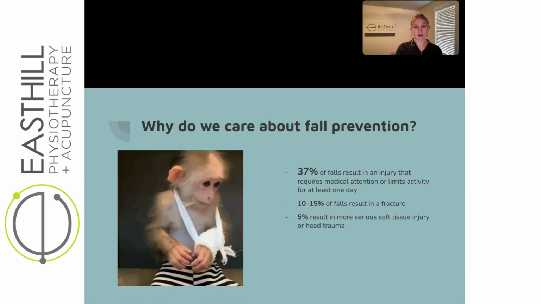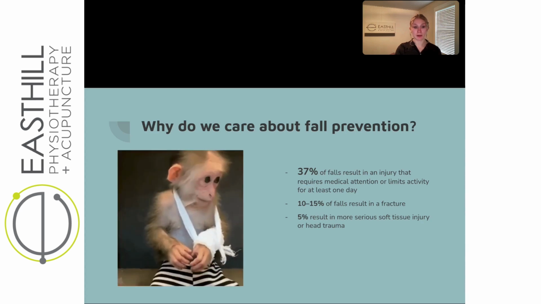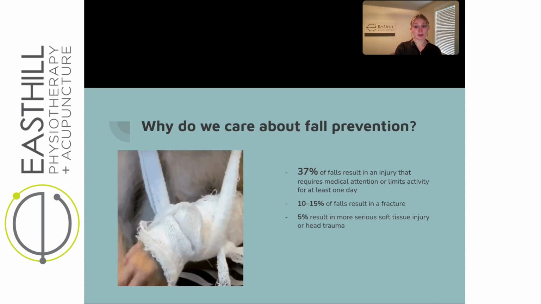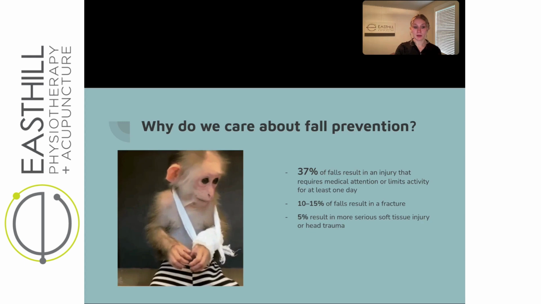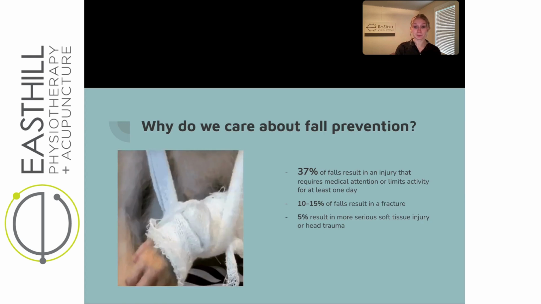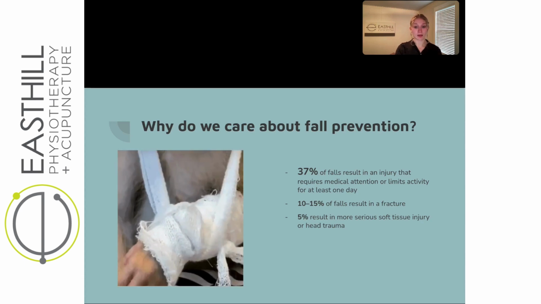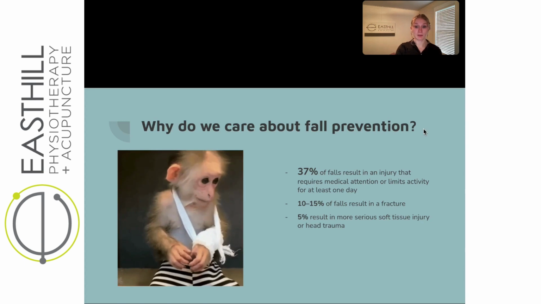So it's important to understand the risks and consequences associated with falls and higher fall risk. Taking a look at a few of the statistics here, 37% of falls can lead to a minor injury, 10 to 15% a fracture, and 5% a severe injury, such as head trauma. So we commonly see individuals who have endured a fall-related fracture and the associated consequences, and these can have a major impact on our well-being.